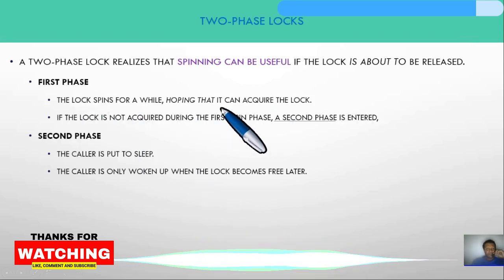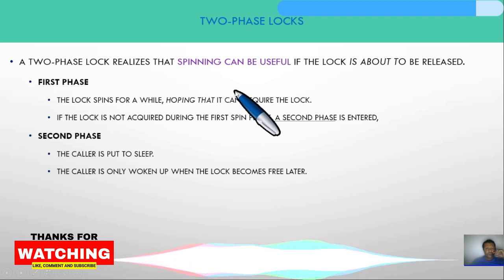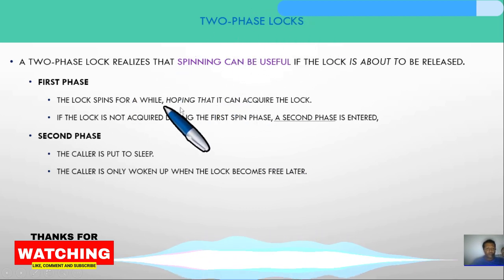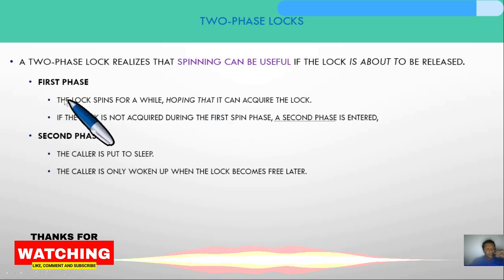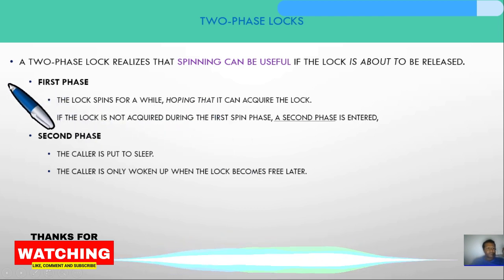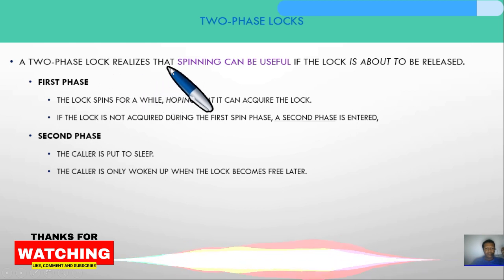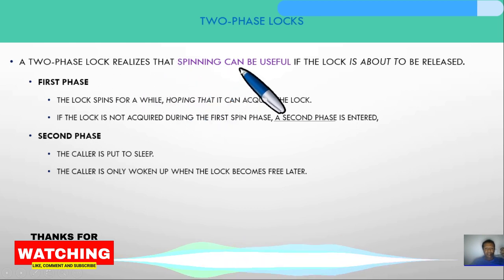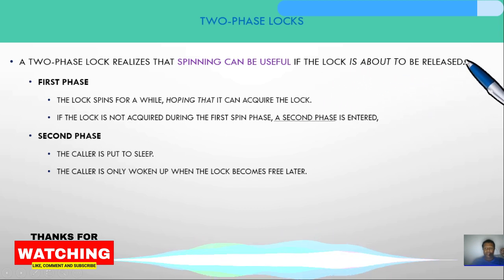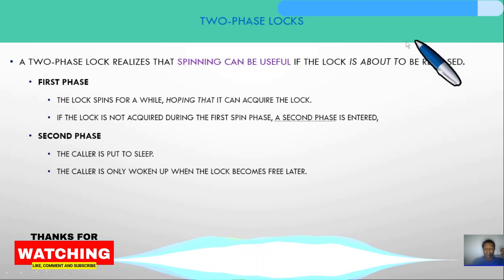So that was it. And the last one is the two-phase lock. This is also a concept in the book. The idea is that a two-phase lock realizes that spinning can be useful if the lock is about to be released. This is the idea.